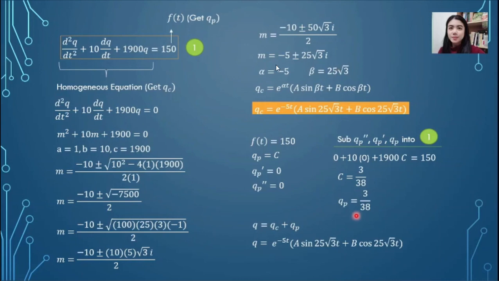So take a look at this. This is something related to complex numbers, and then you plug in the values. This is the general formula. You put in the values, and you get Q_C. And then when we are trying to find Q_P, it is something like this.